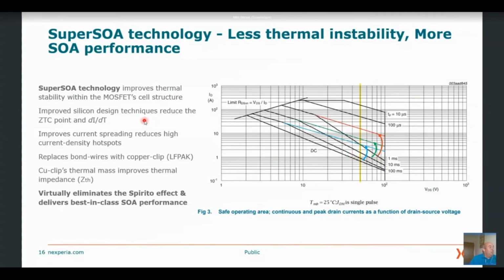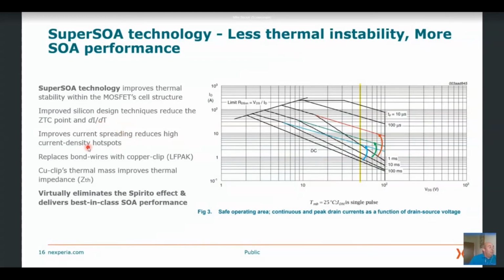So by various methods, we can improve the design of the silicon. We can change where the ZTC point is on that curve, and we can influence the di by dt to give you a MOSFET that is a lot more thermally stable.